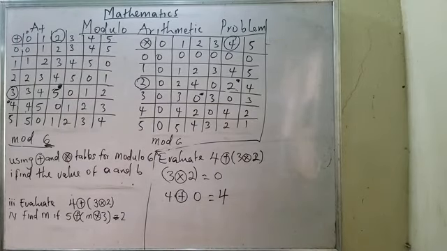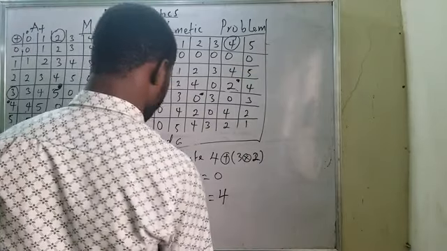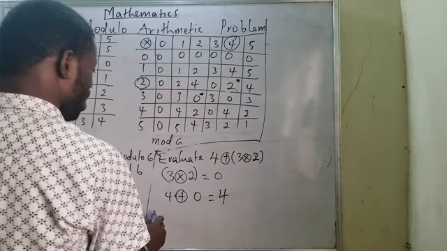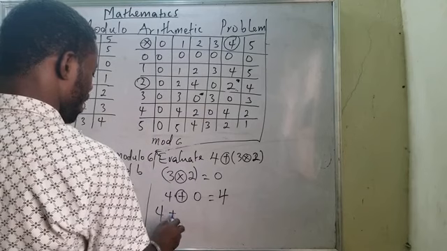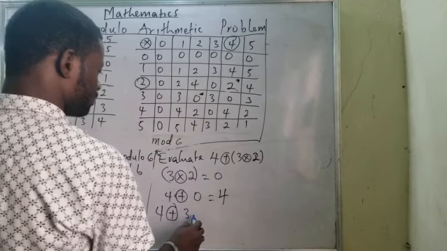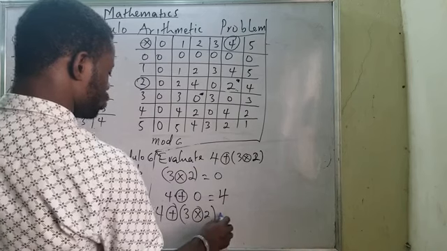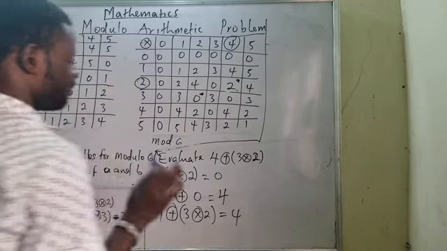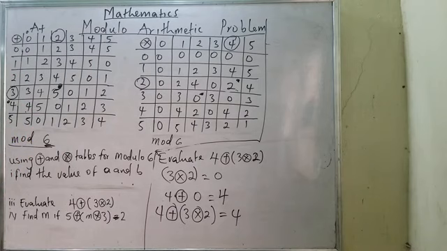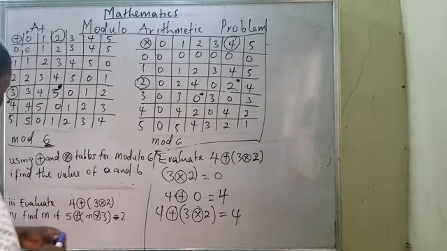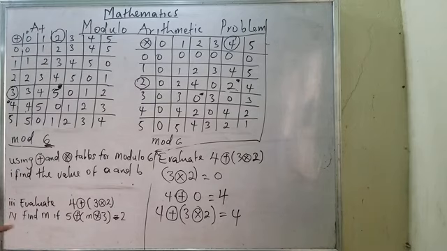It means my answer is 4. It means my answer, 4 addition of the bracket of 3 multiplication of 2, will be equal to 4. That is my answer. Please take note of this very, very well. It means my answer to number 2 is 4.